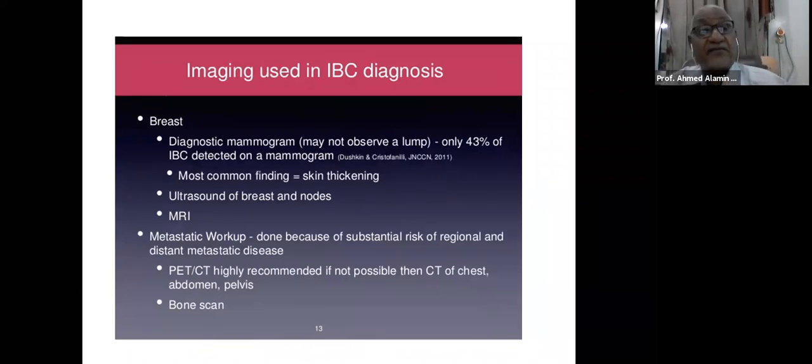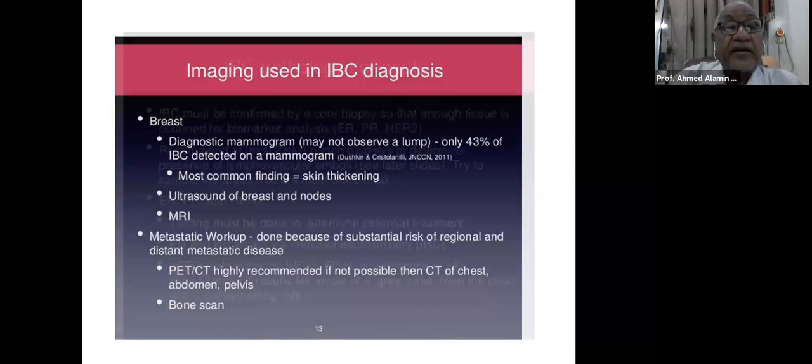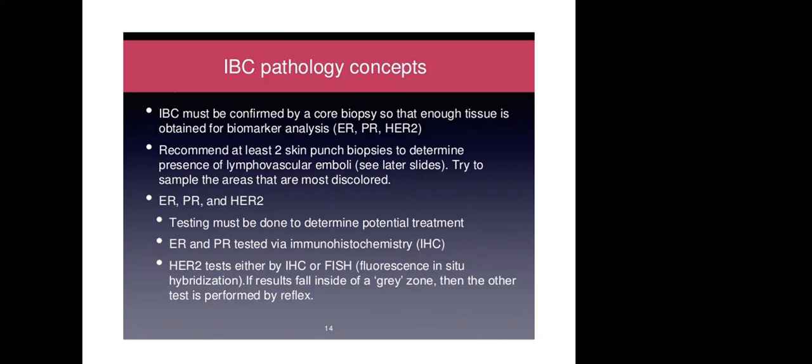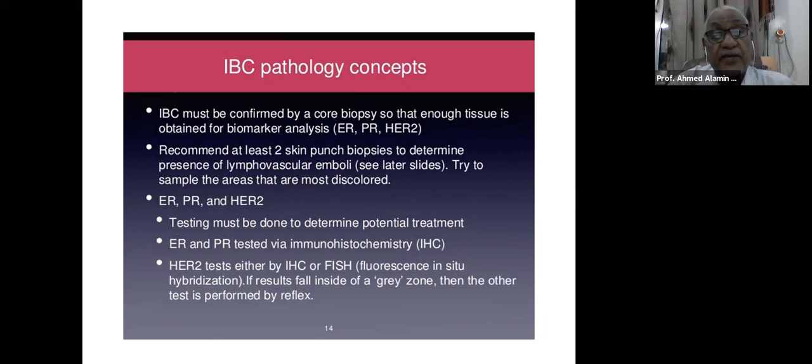The most common finding is skin thickening. Workup includes ultrasound of the breast and nodes, MRI, metastatic workup, PET, and CT scan. Inflammatory breast cancer must be confirmed by a core biopsy so that enough tissue is obtained for biomarker analysis: ER, PR, and HER2. At least 2 skin punch biopsies are recommended to determine the presence of lymphovascular emboli. Try to sample the areas that are most discolored, and then test ER, progesterone, and HER2.